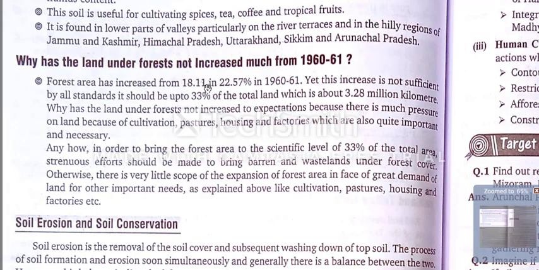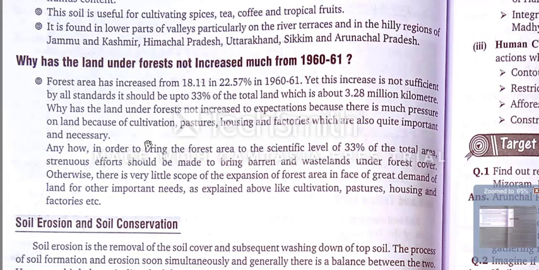What is the reason? Means we can say the increasing limit. The increasing point which we see in this year from 1960 to 1961 has not been seen after this. What is the reason behind it? Because there is so much pressure on land, people are using land for many factors, for many works.